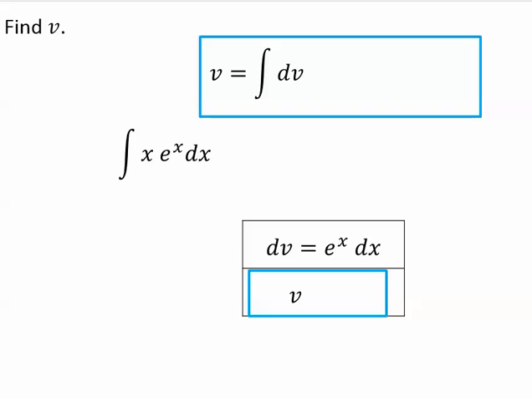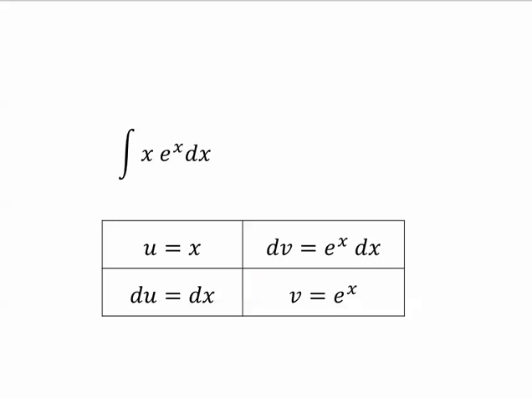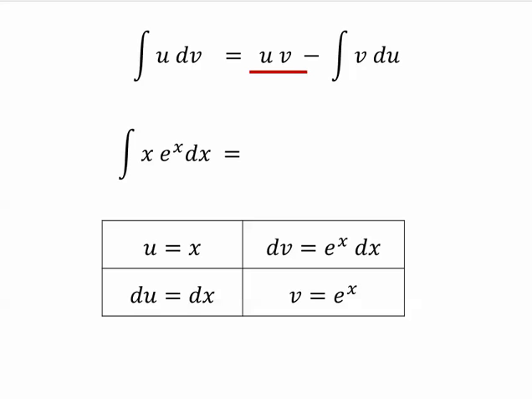Then we work on v. Now v is just the antiderivative of your dv, or the integral if you like that word better. So what's the integral of e to the x? Well, the integral of e to the x is e to the x, and so v equals e to the x. So this is where we are. We chose u, dv is everything left over. We found du by taking the derivative. We found v by taking the antiderivative, or by integrating. And the next thing we do is we set up our integration by parts.